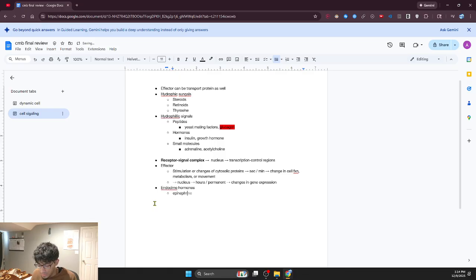I don't even know what epinephrine is. I know it's like a. I can't explain what it is, unfortunately. I think it's from an amino acid.